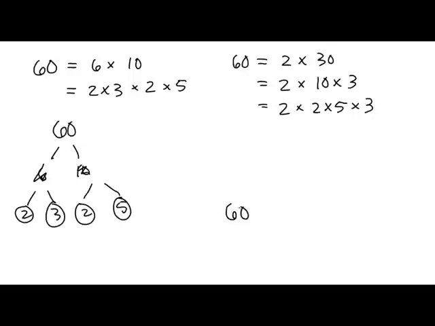Another method is called the factor cake. You divide by 2 and you get 30. You divide by 3 and you get 10. You divide by 2 and you get 5. And then here are your factors.